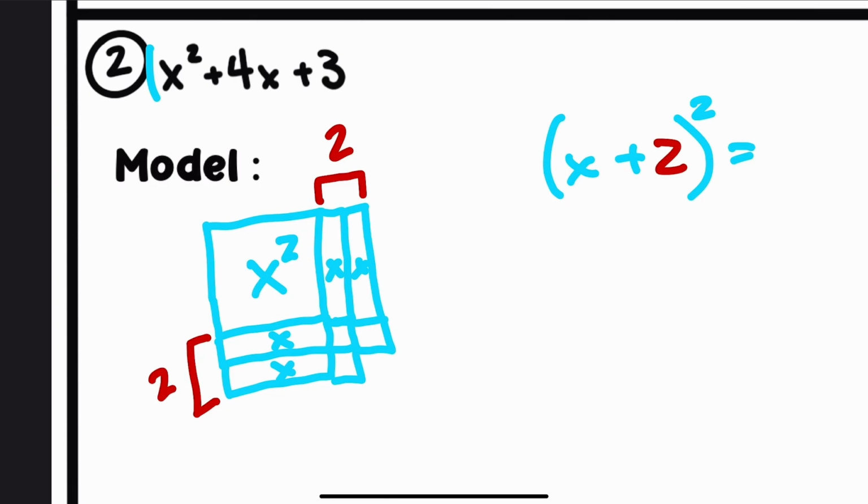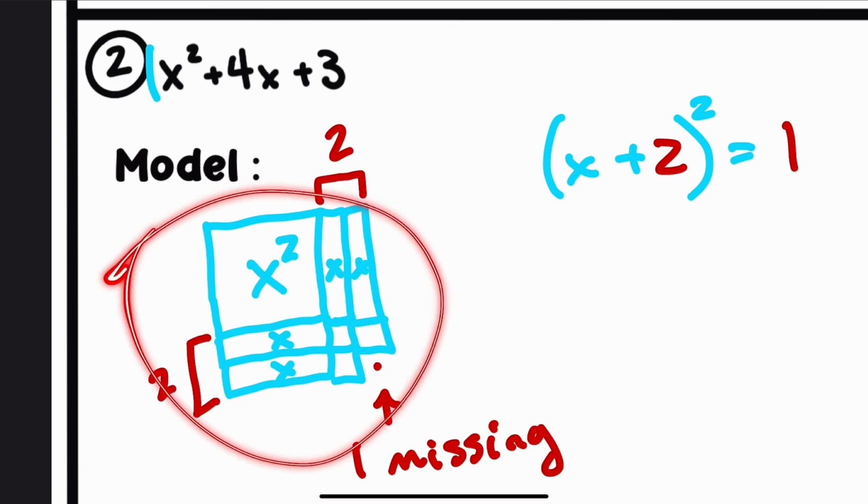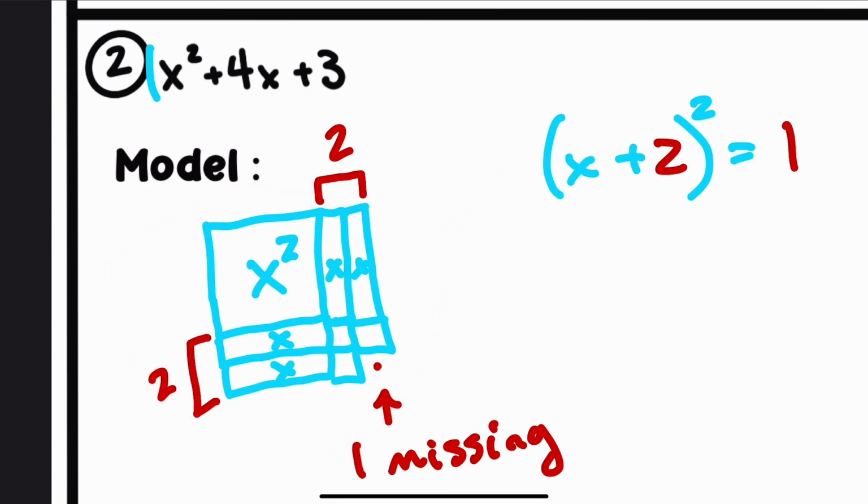And then for the other one, I need to count how many missing pieces I have. I see only 1 spot available here, so I'm going to say there's only 1 missing. And I'm going to write that 1 over here. And that is the first part of this problem done. You need to use your model to create a new problem. After that, we're going to solve.